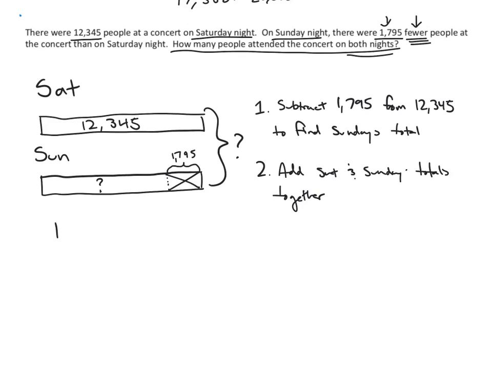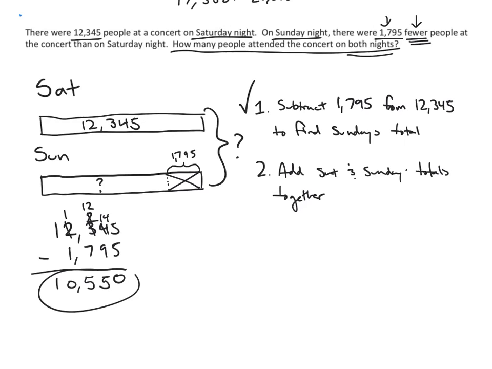So the first thing I'm going to do is subtract 12,345 minus 1,795. I'm going to use the standard algorithm here. I'm going to go pretty quick just to solve. So here we go. So I get an answer of 10,550. So this is the total for Sunday.